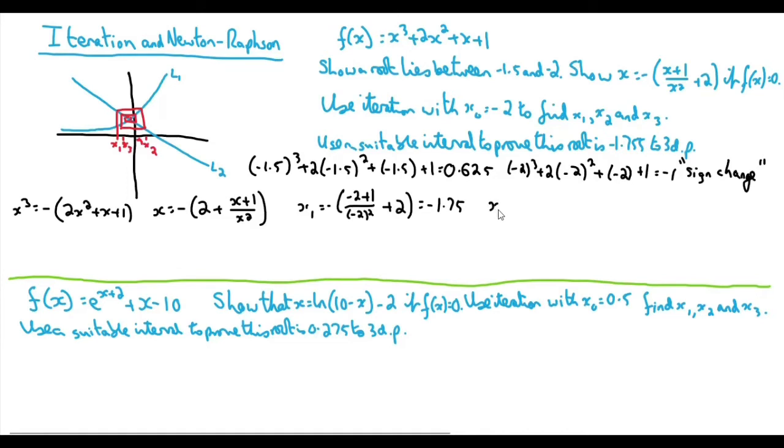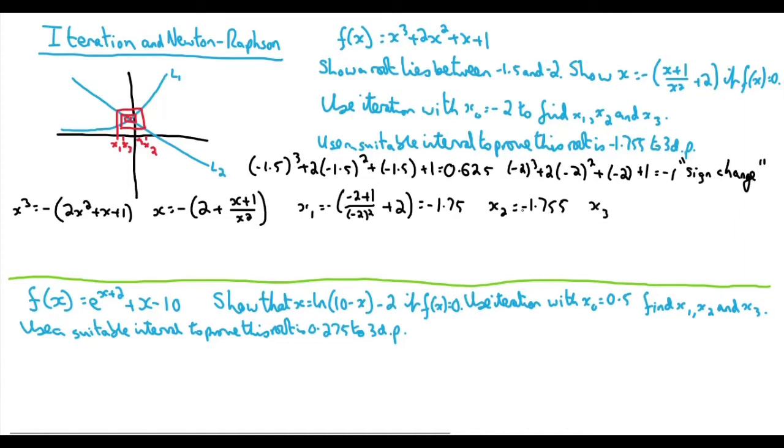If we were to take this minus 1.75 and plug it back into here, so now minus 1.75 plus 1 over minus 1.75 squared plus 2, that gets you an approximate value of minus 1.755 if we were to round to 3 decimal places.